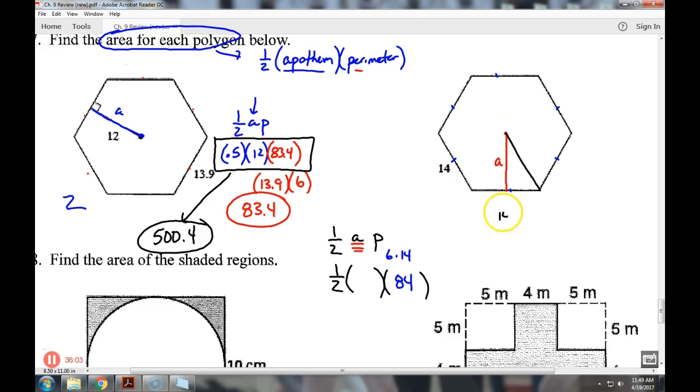And since it's 14 for each side, that means this little piece is 7. Now, in order for me to do trig, or in order for me to do special right triangle stuff, I need to know an angle in here. I need to know what these angles are. And for a hexagon, it's 120, which is going to hook me up with this little 60 degrees right here. So now I'm going to jump out of this shape, and I'm going to just solve this triangle.